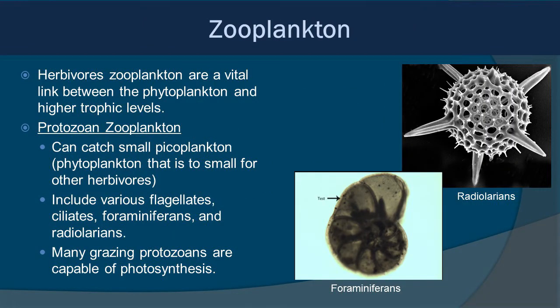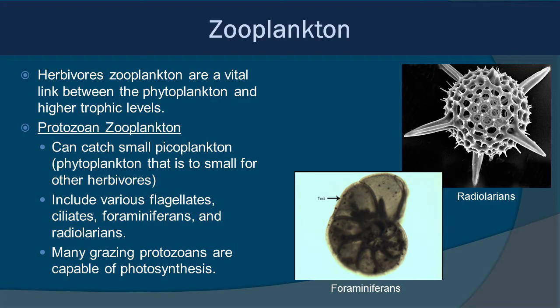Now let's turn our attention back to zooplankton, and we're going to, of course, start where the food web dictates, right? And that would be with the herbivorous zooplankton, the primary consumers, right? And they are a vital link between phytoplankton and higher trophic levels. So we have a group of protozoan zooplankton that can catch the small, tiny phytoplankton that's really too small for any other herbivores. And this is important because there's a lot of energy there to be transferred up the trophic level. So you need a small herbivore to be able to consume that very tiny phytoplankton.